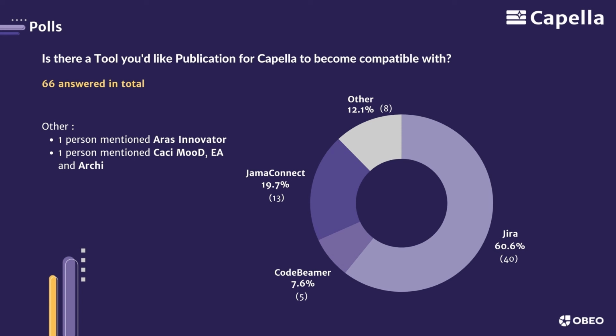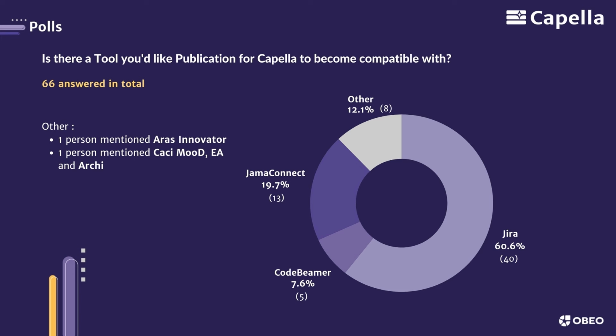Okay, the last question is about the broadening of the compatibility matrix. So are you interested in JAMAConnect, CodeBeamer, Jira, or any other? In which case, please use the chat to tell us which one. Your answers and comments will be very precious to us to understand where we should try and move and what's really of interest to you, users, customers, and prospects. Okay, that's it for the roadmap.